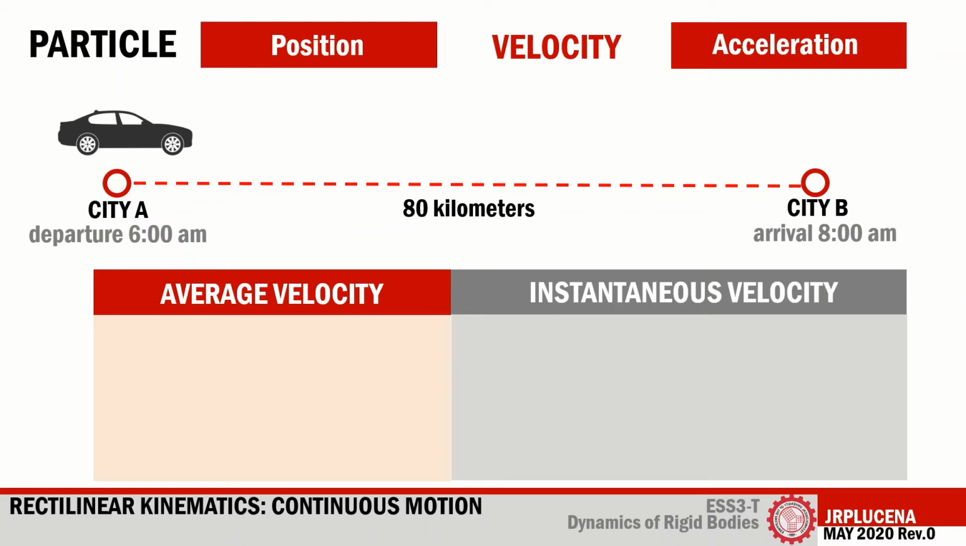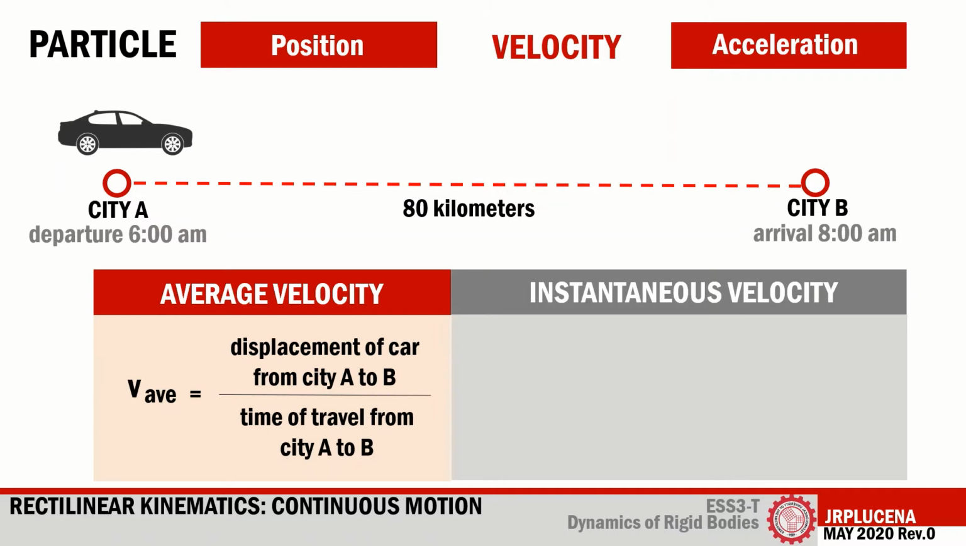For this case, we have a car that started to travel from city A to city B. City A is 80 kilometers away from city B. So let us define the difference between average velocity and instantaneous velocity. For example, the car started departing city A at 6 a.m. and reaches city B at 8 a.m. So the time of travel is 2 hours.